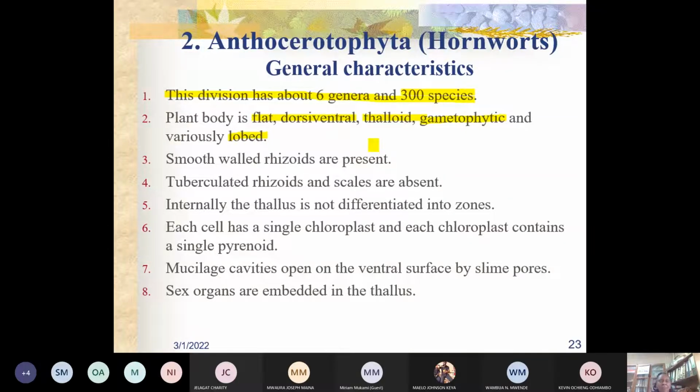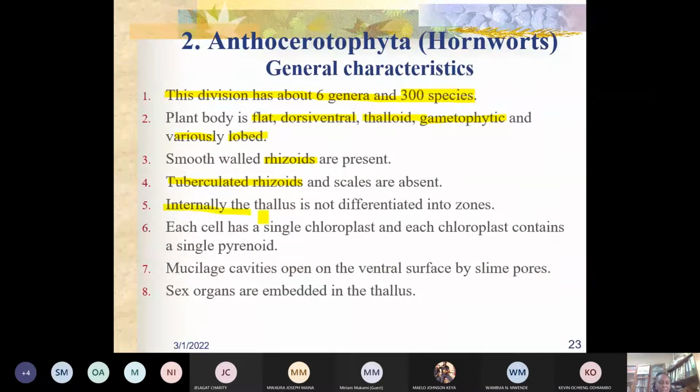We saw in the other, the kind of lobing was the bilateral type. Here we have lobing that can vary. Now, we have a number of things that may be a bit different. Rhizoids are present, and the rhizoids are usually tuberculate. The ones that are scale-like that we saw for the last group are not present.